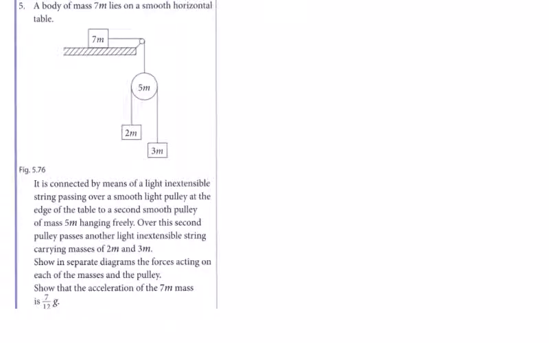A body of mass 7m lies on a smooth horizontal table. So there is nothing restricting the 7 here. It's connected to this pulley with a 5, a 2 and a 3. We let m equal 1 here.